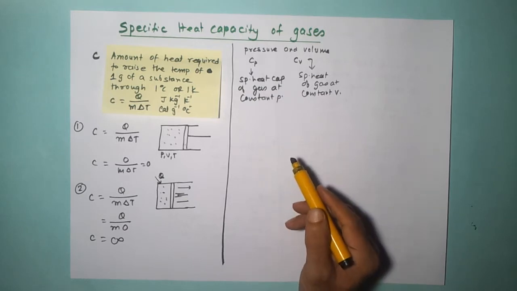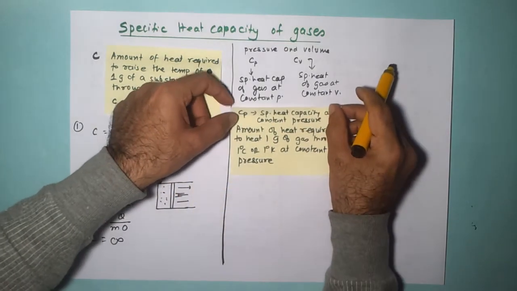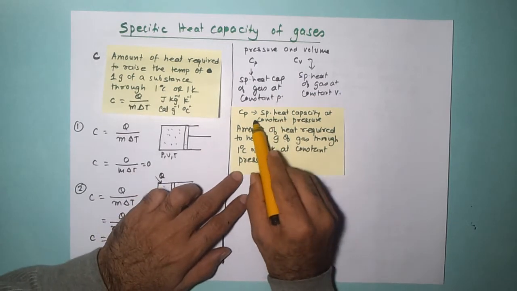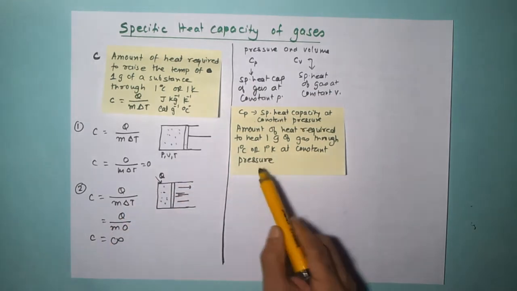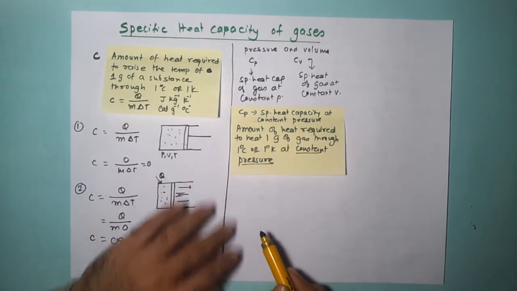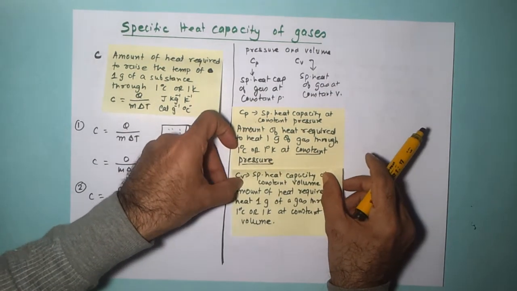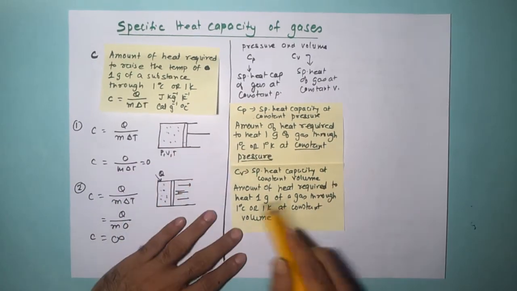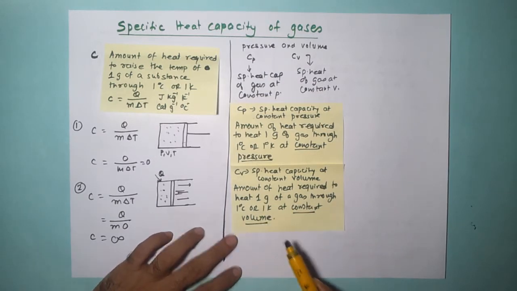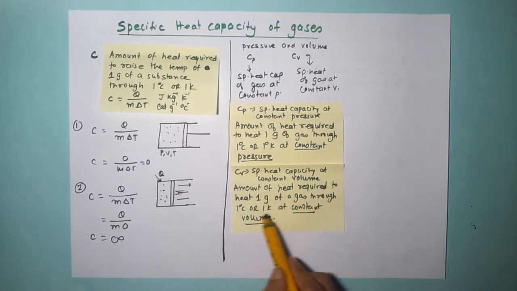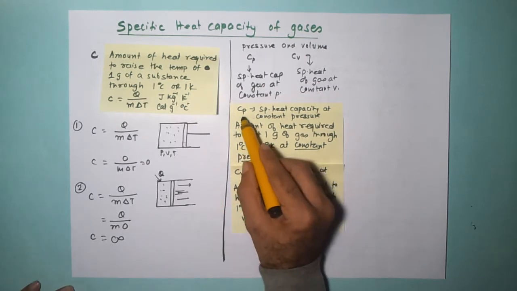And the definition is very similar to what we had discussed earlier for solids. So let me put it up over here. This is Cp, the specific heat capacity at constant pressure: amount of heat required to heat 1 gram of gas through 1 degree Celsius at constant pressure. This is very important. Similarly, for Cv, we will have this definition, specific heat capacity at constant volume. Again, the same definition, the only thing that changes is constant volume: amount of heat required to heat 1 gram of gas through 1 degree Celsius at constant volume. So this is Cp and Cv, and they're denoted by small cp and small cv.